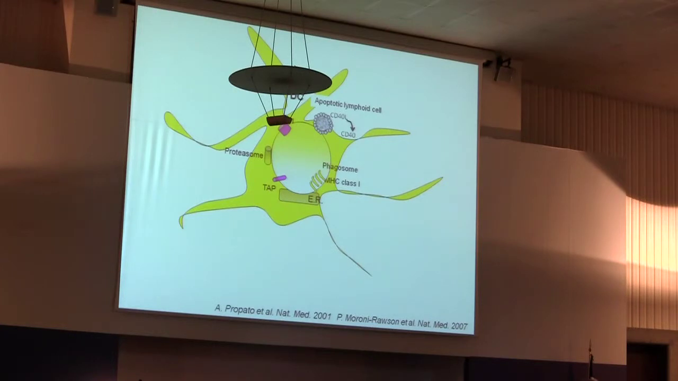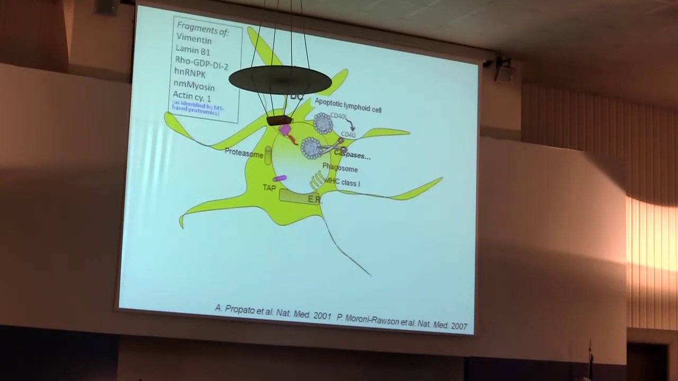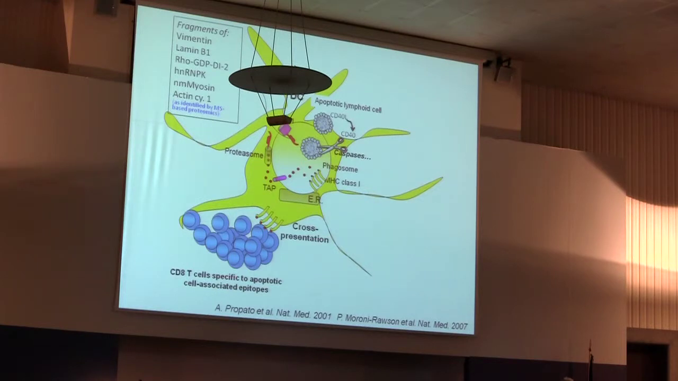In a series of papers, some years ago, we demonstrated that apoptotic cells derived from activated T cells retain the expression of CD40 ligand, and by virtue of this can induce dendritic cell maturation, and they are phagocytosed very efficiently by dendritic cells. The cells can cleave several fragments derived from cytoskeletal proteins that we identified by mass spectrometry analysis, such as vimentin, lamin B1, non-muscle myosin, and actin. These fragments can be exported efficiently into the cytosol, processed via the conventional class 1 processing pathway, and cross-presented to a huge amount of CD8 positive cells specific to apoptotic epitopes.